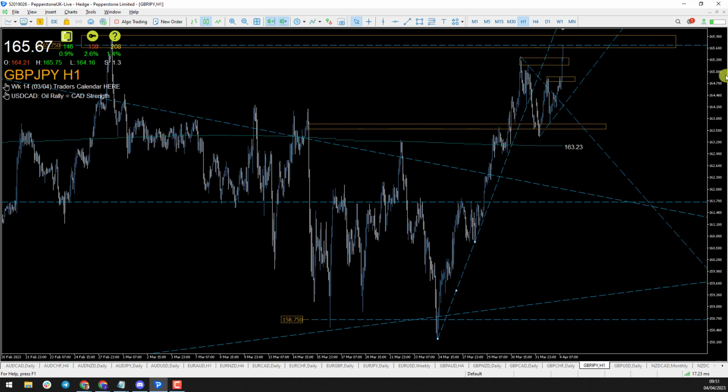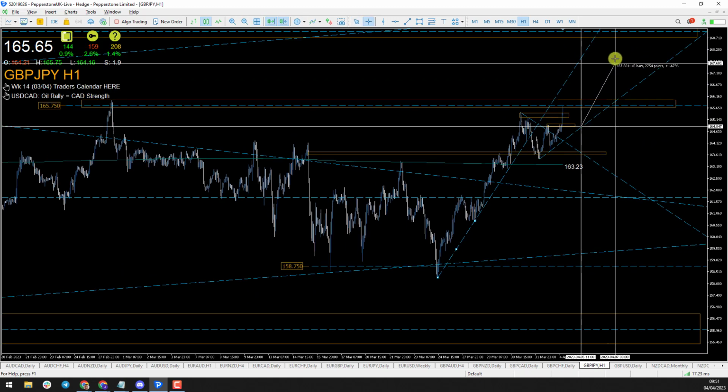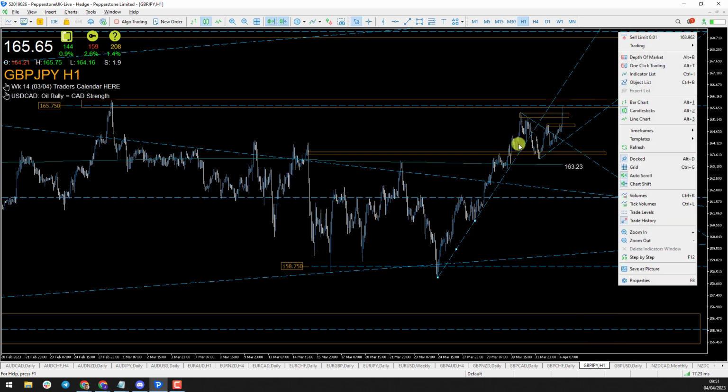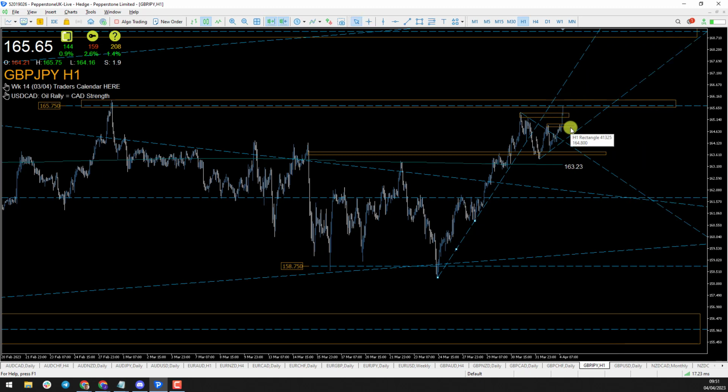And if we're trading from 165 looking all the way up to the 169 area, that's going to give us a nice 400 pip target to have a look at. So that's what I'm going to be focused on there on pound yen.